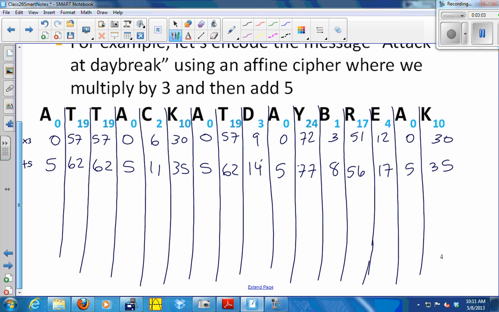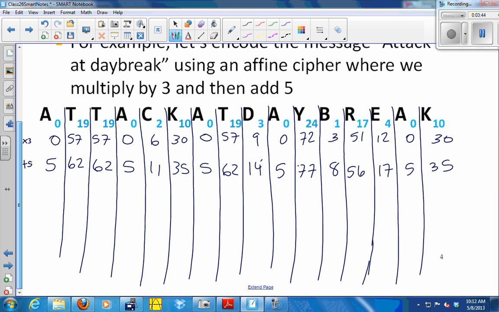Now, convert them back to letters. However, some of them are too big, right? So what do you do when they're too big? Subtract or add 26, whichever will help. So in this case, I would subtract. Yeah, you're going to have to subtract it more than once, because 62 minus 26 will still be too big. So we'll just repeatedly subtract. Or you can divide by 26 and give the remainder, because repeated subtraction is division. That's how division is defined, as repeated subtraction.